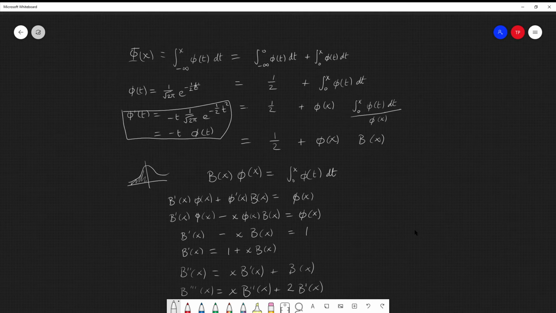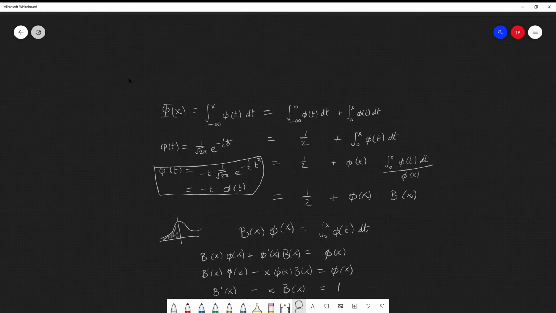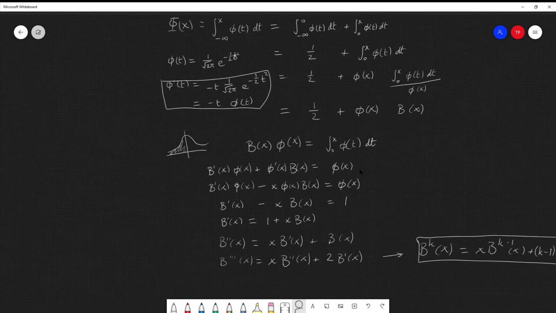We can continue doing this, and what we will find is that b k, the kth derivative of b at x, is equal to x b k minus 1 of x plus k minus 1 times b k minus 2 of x. So this is another important formula that we can use. In particular, we really want to use that formula in a Taylor expansion, and we only really need to use it around 0. So I'm going to clear the screen, and then we can continue going.